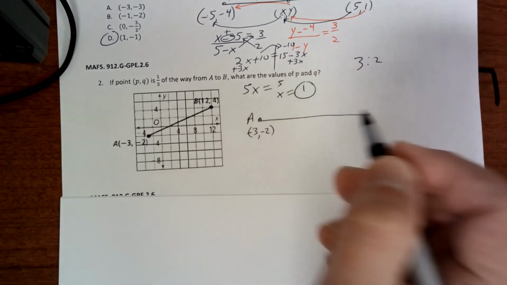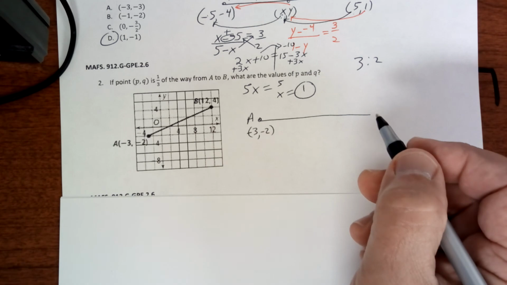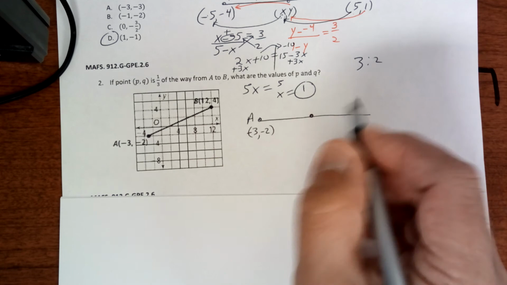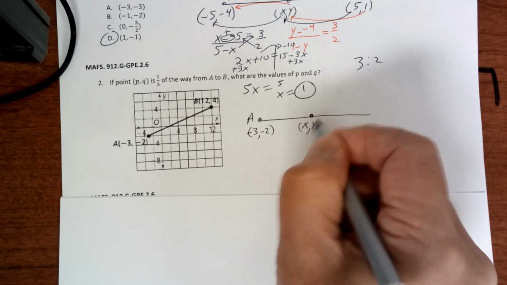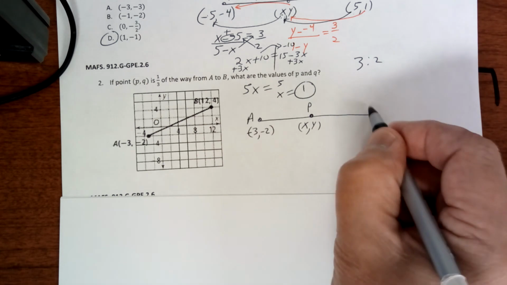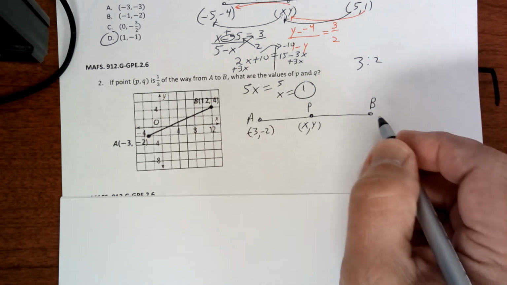And then one-third of the way, you're going to have some point P, which we're going to call (x, y), which we don't know. And then you're going to have B, which is over here, and we do know. That one is (12, 4).